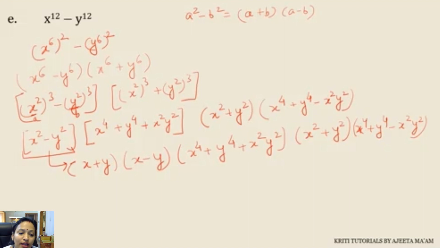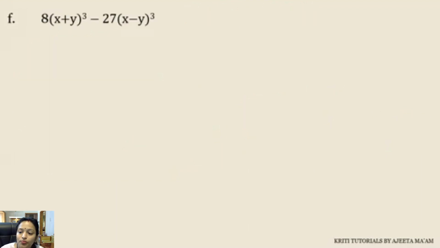Now this is again based on cubic identity, right? We can use either the cube-square identity or the cube identity, but here the cube is already there, so we don't have to reduce it to the square. 8 we can write as 2 cube, right? So we have (x plus y) whole cube minus 3 cube (x minus y) whole cube.